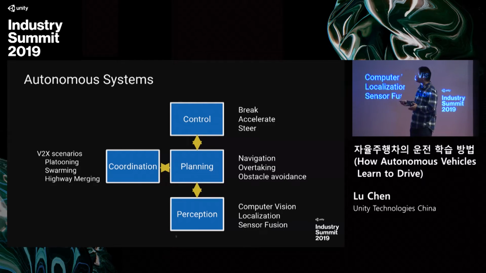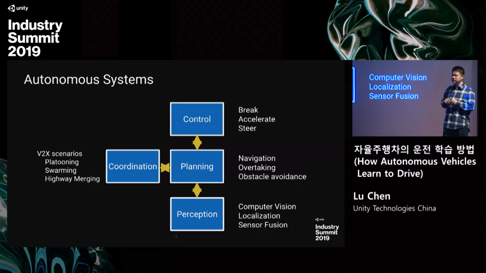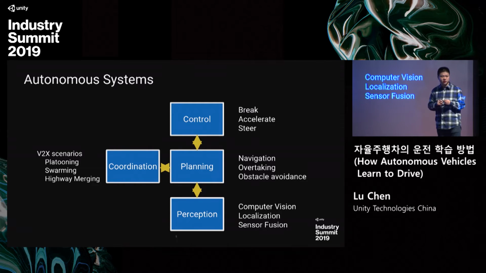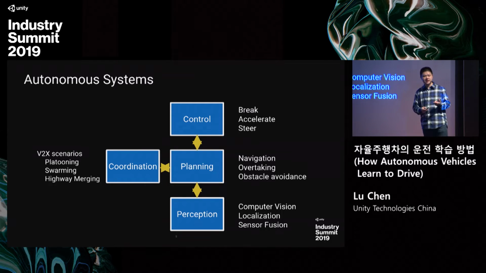Okay, so next, I will do a brief introduction about the autonomous vehicle system. A typical autonomous vehicle system includes these components. We start from the bottom, that's perception. Just as humans see the world, the car needs to perceive the surroundings using sensors: camera, LiDAR, radar, GPS, IMU, and so on. Through this, it will know where it is and what the surrounding objects are.